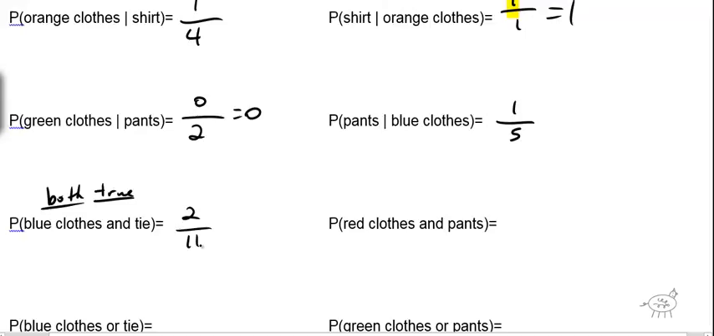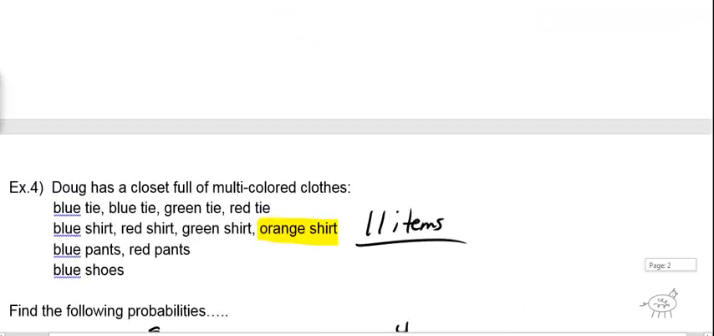Red clothes and pants. Do you agree there's 1 pair of red pants? So the answer is just 1/11.